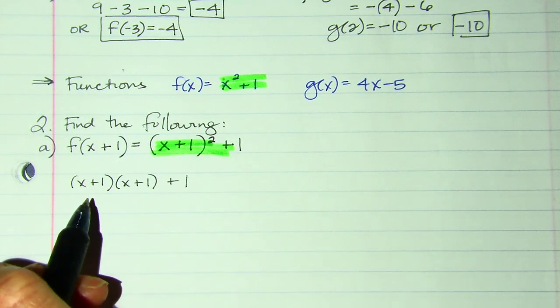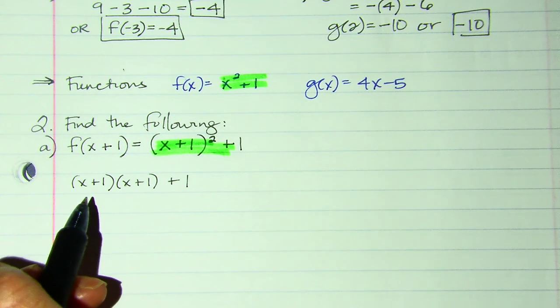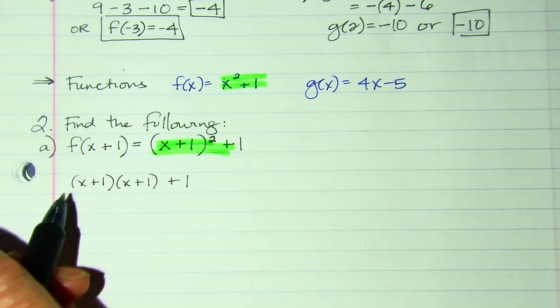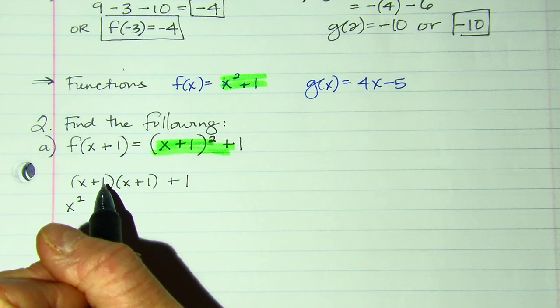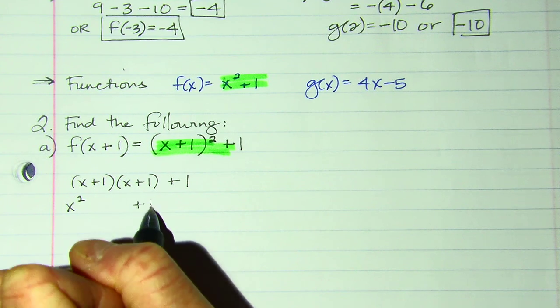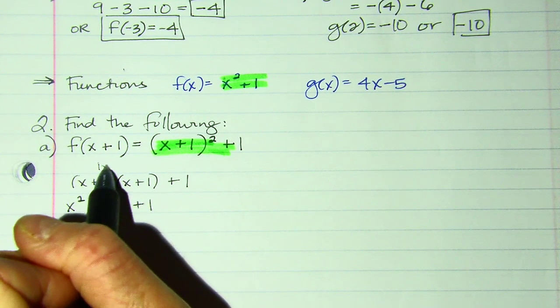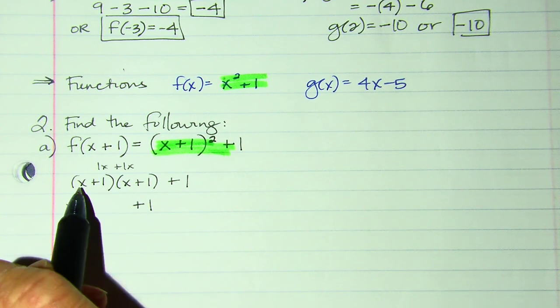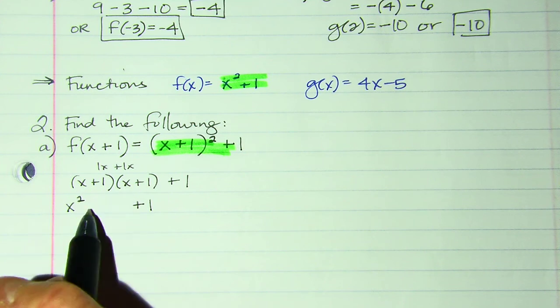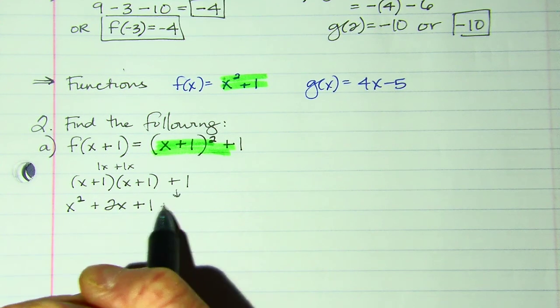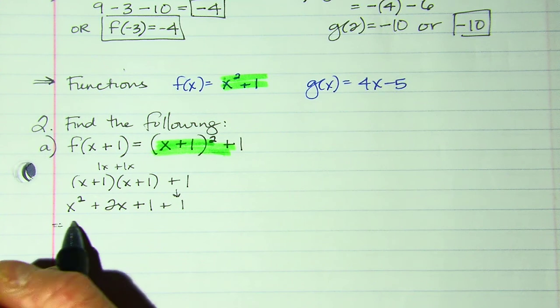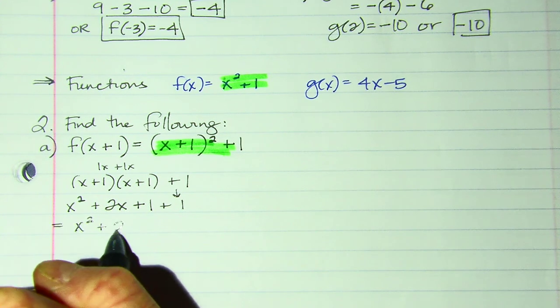Now hopefully you get pretty good at simplifying a binomial squared. I know it's going to be x squared, x times x, and I know I'm going to get positive 1 from 1 times 1. But the 2 middle terms are going to be 1x plus 1x, right? Because they're the same, x times 1 and 1 times x. So I'm going to do that sum in my head and then bring down the plus 1. And so my answer is x squared plus 2x plus 2.